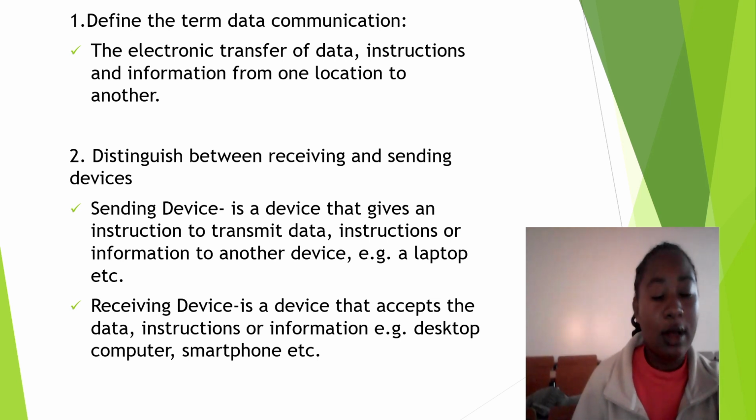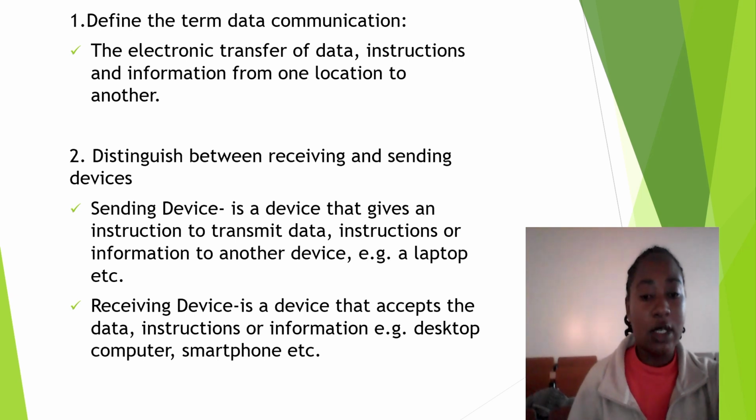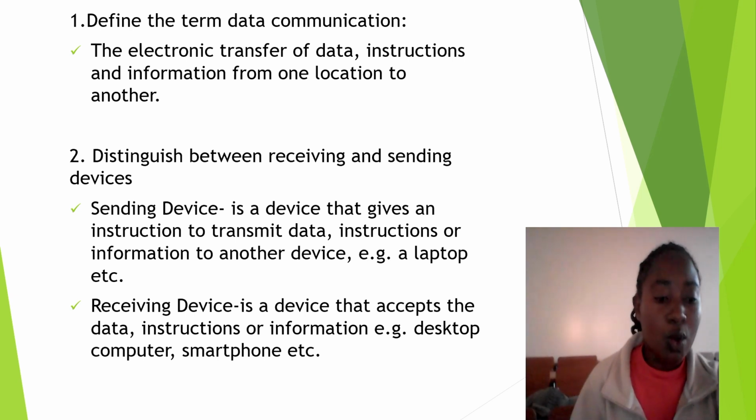So now let's look at our specific objective number 2 that says distinguish between receiving and sending devices. A sending device is a device that gives an instruction to transmit data or instruction or information to another device. Or we can say this is a device that starts the communication by creating and sending the data. For example, laptops, phones, and so on.